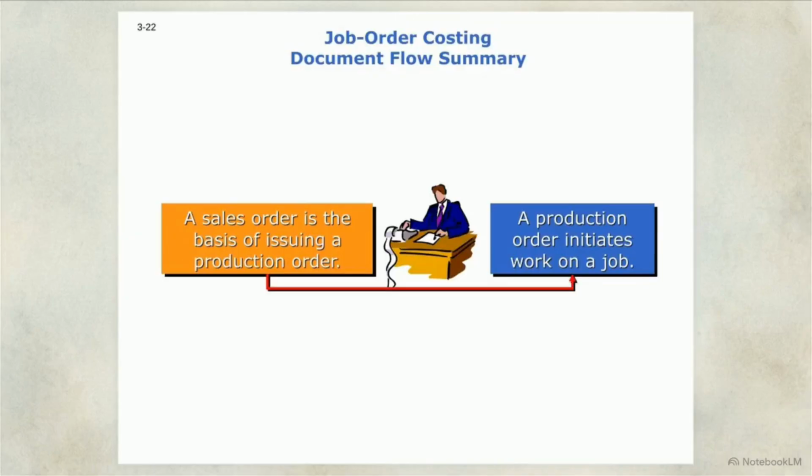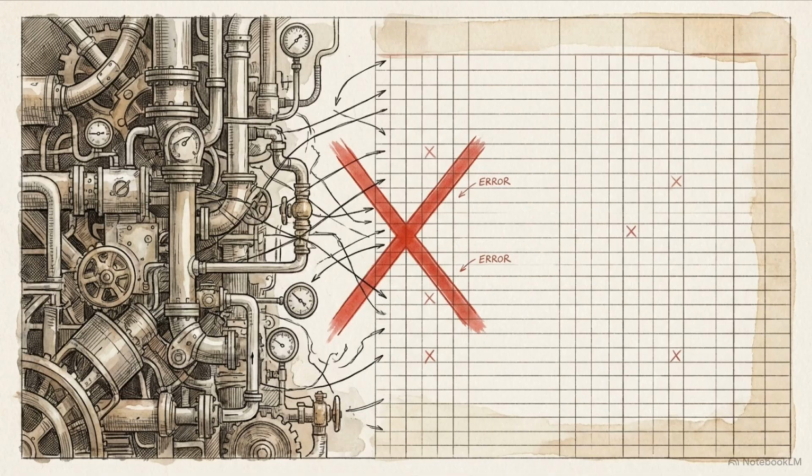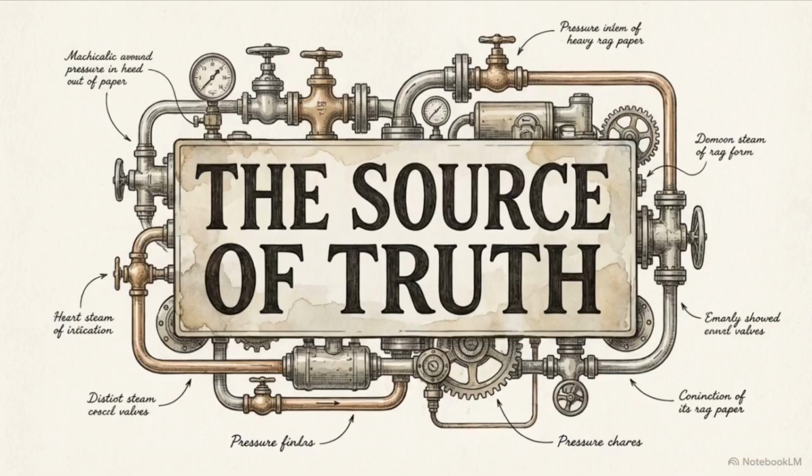A sales order from a customer acts as the ultimate genesis of the process. It dictates the issuance of a production order, which officially initiates physical work on the factory floor. Without these initial physical or digital triggers, accountants have no mechanism to track the start of a job or maintain an accurate ledger. The document flow creates the financial flow.